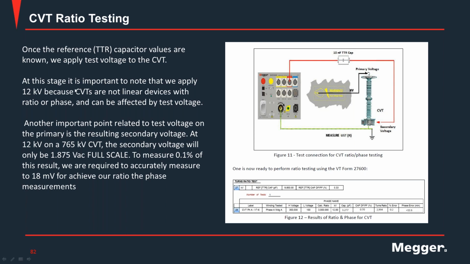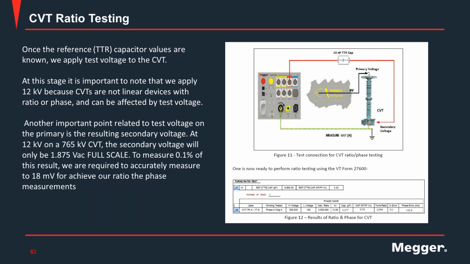At this stage, it is important to note that we applied 12 kV because CVTs are not linear devices with ratio or phase, and they can be affected by test voltage. Another important point related to test voltage on the primary is the resulting secondary voltage.